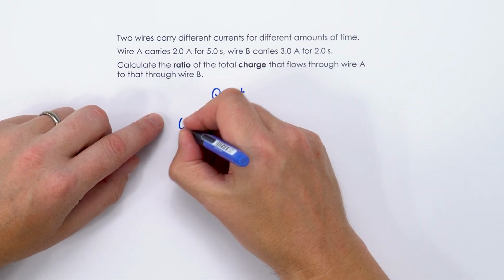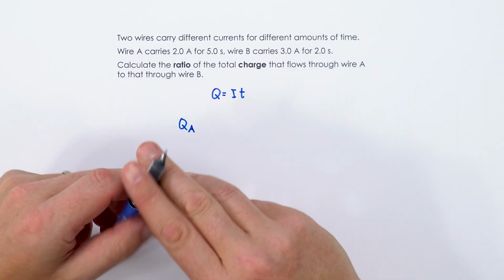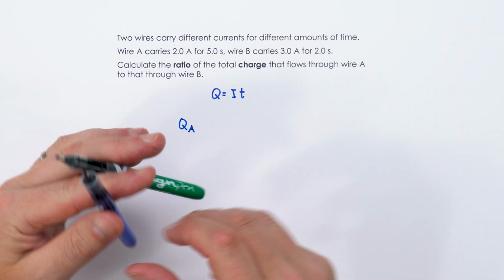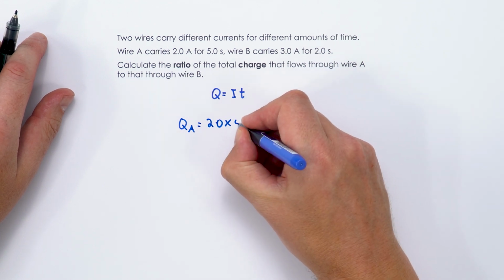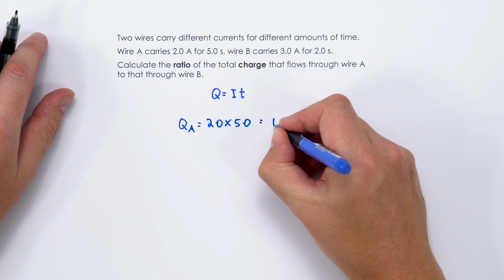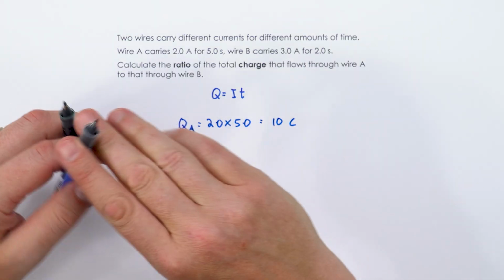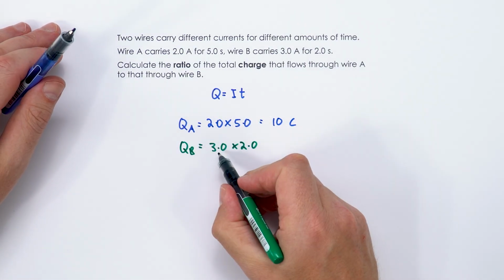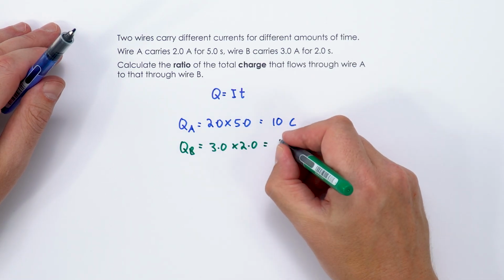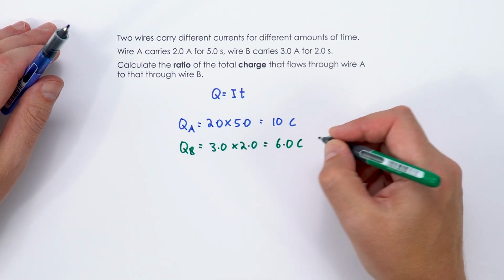And we can look at the charge that goes through wire A, because that's going to be the current in wire A, which in this case is 2.0, multiplied by the time of 5.0, which is equal to 10 coulombs. And if we compare that to wire B, this is equal to 3.0 times 2.0, which is 6.0 coulombs.